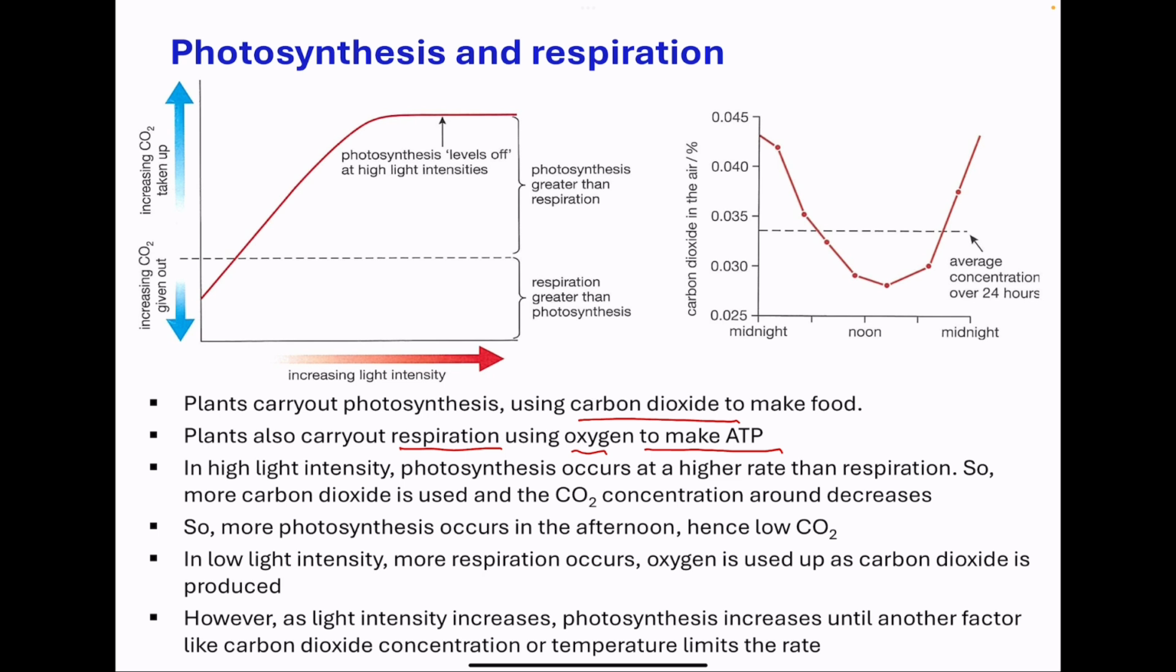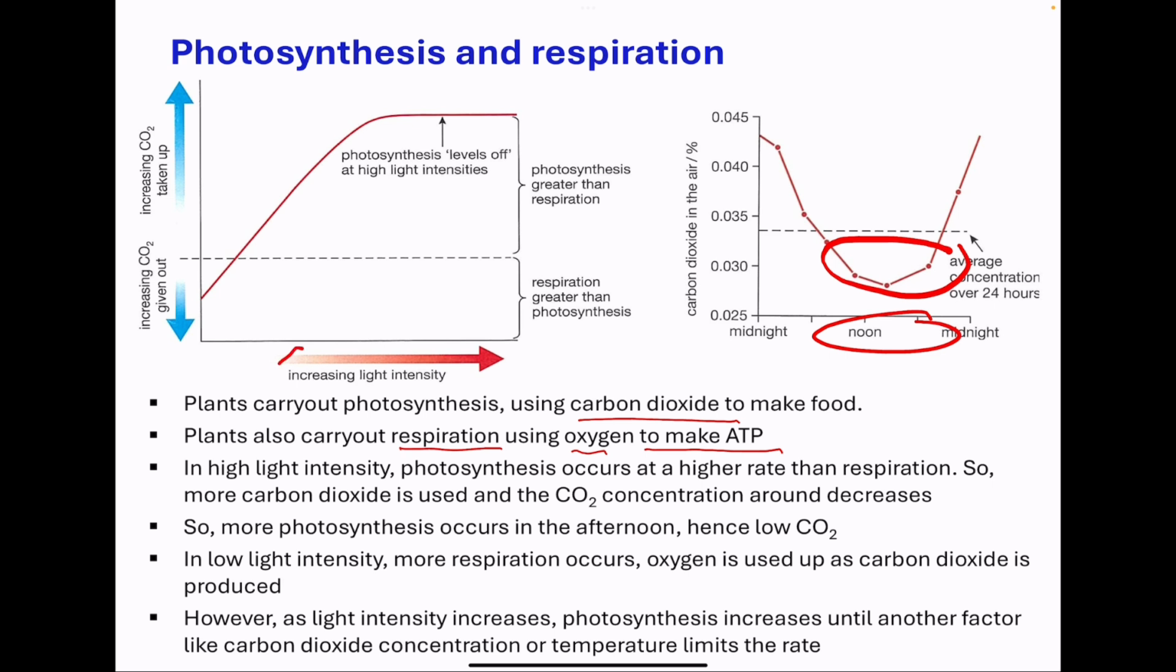In high light intensity, like at noon, we're going to see a lot of photosynthesis occurs, or the rate of photosynthesis is going to be greater than the rate of respiration. So more carbon dioxide is going to be used, and that's why we see the carbon dioxide concentration decreases around noon when the light intensity is greater.